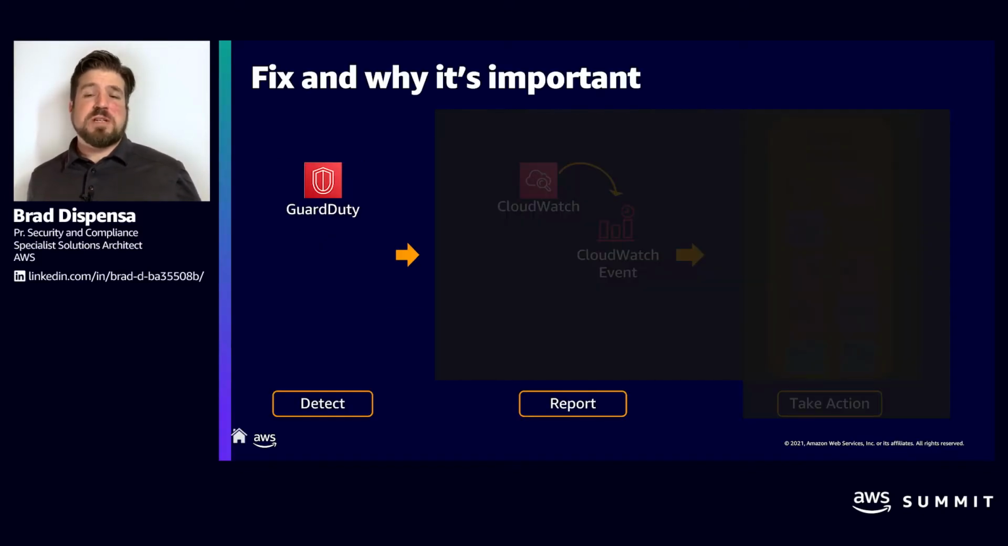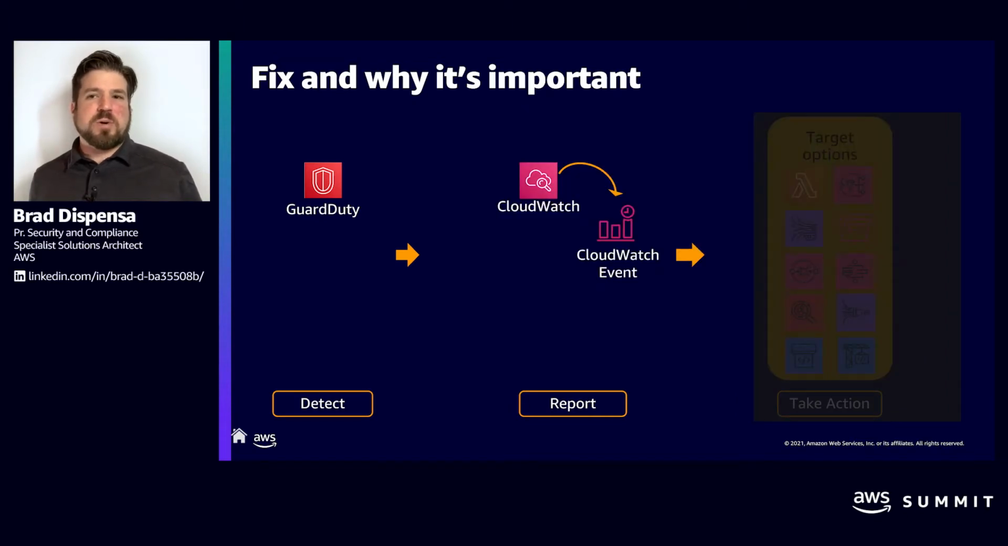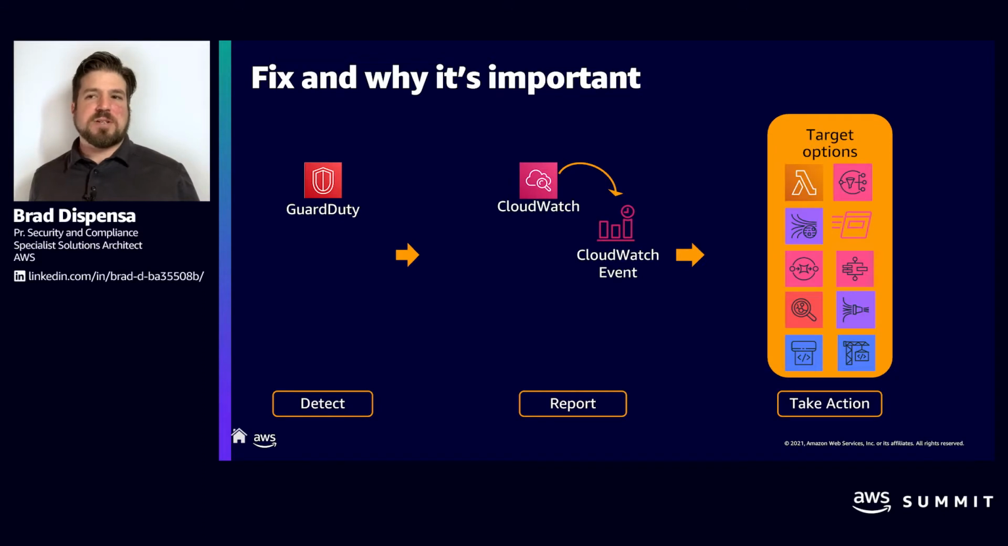In this case, what you need to do to fix this is go into CloudWatch and create a CloudWatch event that correlates to the GuardDuty finding. At that point, the CloudWatch event can be used to trigger things like a Lambda function. It can use SNS topic notification or integrate with a number of other different capabilities. But the important part here is that you need to take the GuardDuty alert and do something with it.